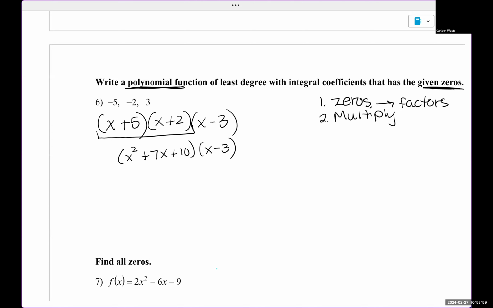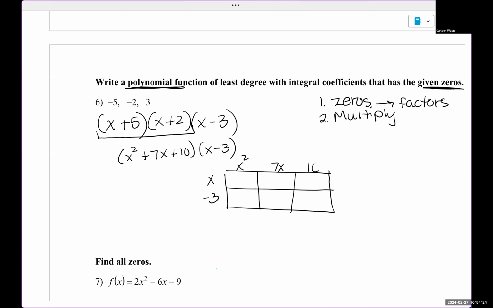Okay, what do I need to do next? The big box. Yeah? Okay, remember multiplication is commutative. I could change this order. So I like my box to be 2 by 3. So x minus 3, x squared plus 7x plus 10. Okay, so you just go from zeros to factors, multiply 2 of them together, make a small box, and then multiply the remaining ones with a big box.